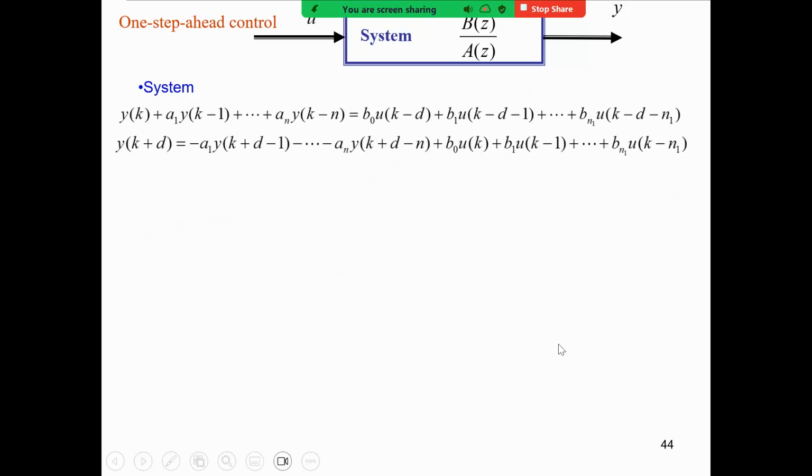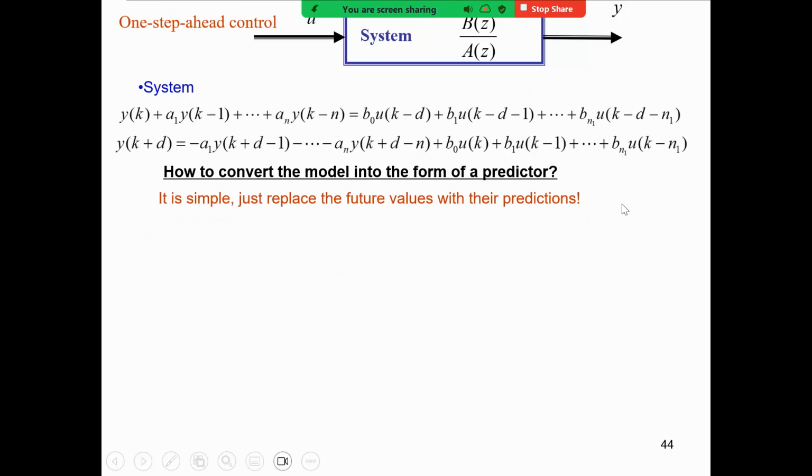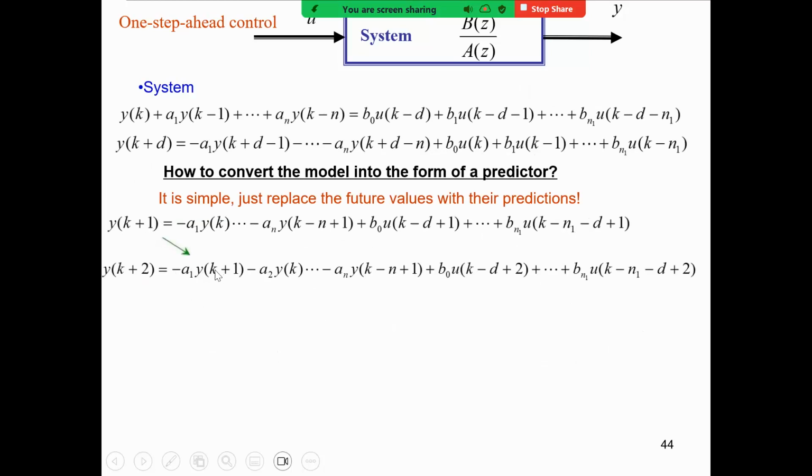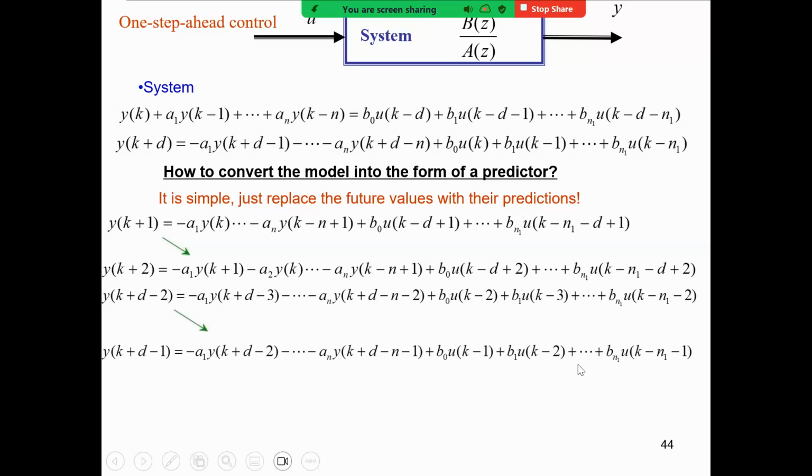Get the equation where you have this u_k, convert it into the form of a predictor. You just replace the future values with the prediction. Okay, you know how to predict y_{k+1}. Then for y_{k+2}, with this equation, you use the prediction of y_{k+1} to predict y_{k+2}. Then you do it for all the other equations, until you get the predicted y_{k+d-1} using the predicted equations. Finally, we can get to the predictor form.